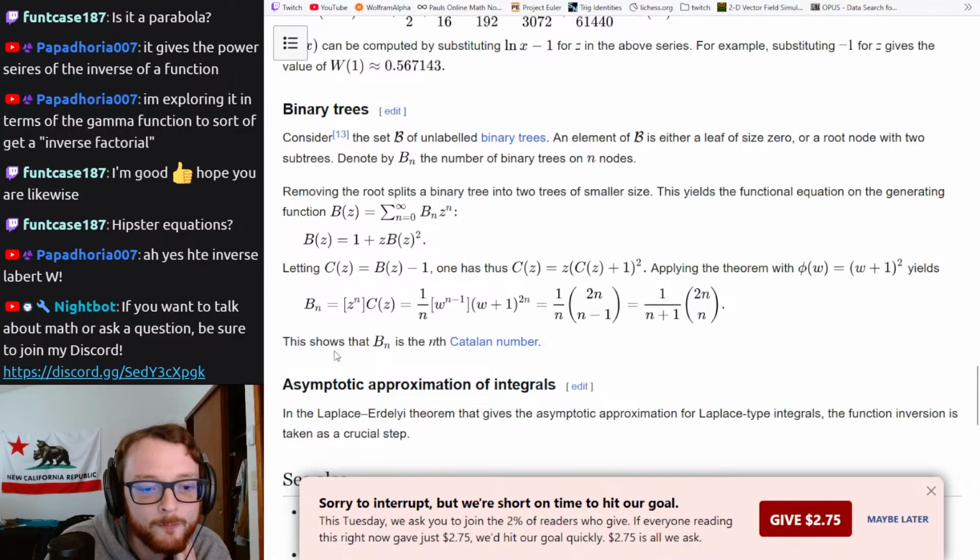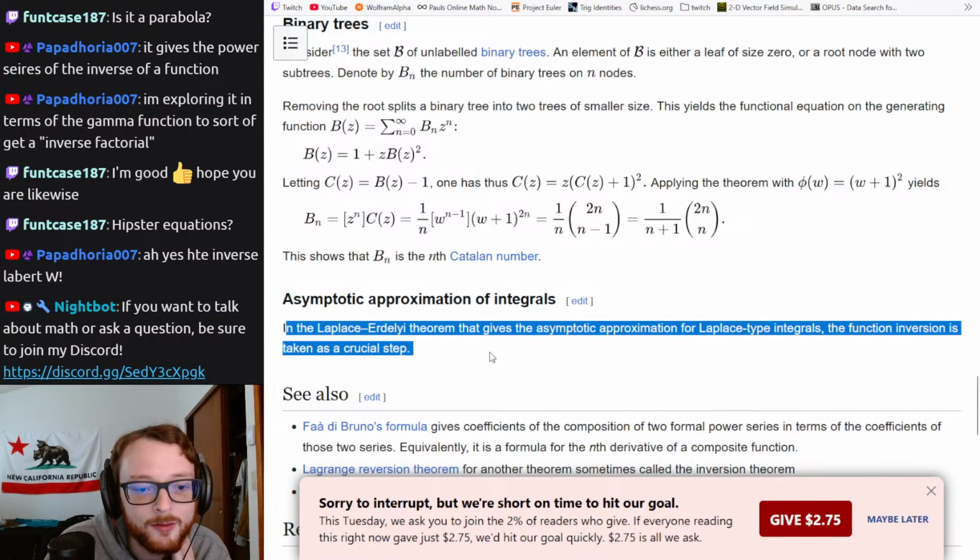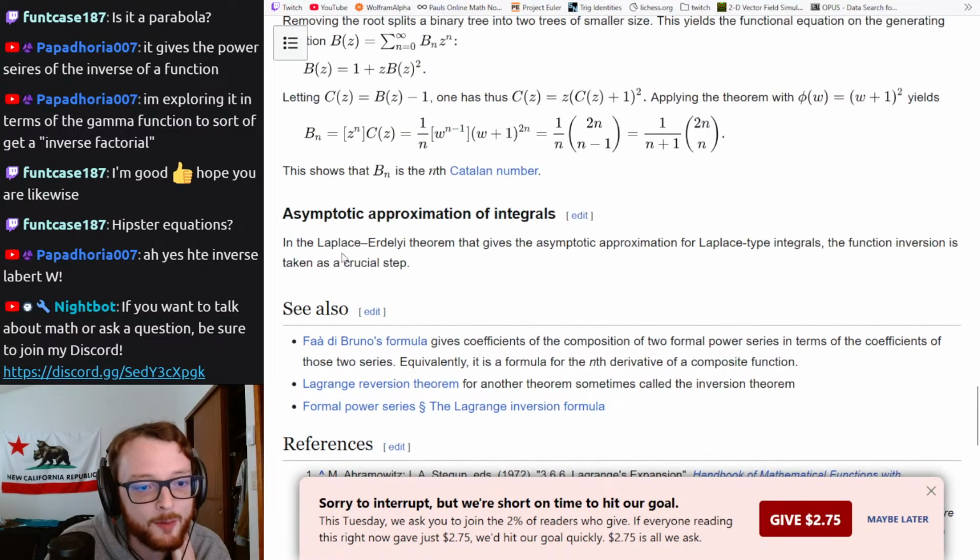So you can get a closed form for B sub n. That's kind of wild. I didn't know that this is a thing that you even did with binary trees. Ooh, for asymptotic approximation of integrals. Really? So yeah, it seems like this is actually pretty helpful. I'm learning about this next quarter, so maybe I'm actually gonna run into it at some point.